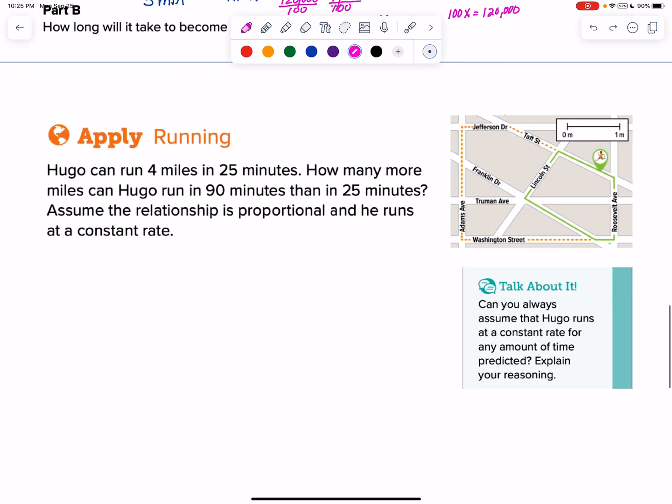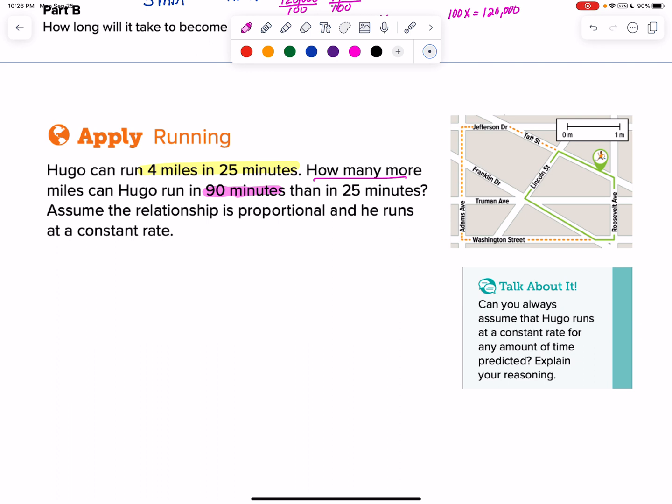It says Hugo can run 4 miles in 25 minutes. How many more miles can Hugo run in 90 minutes than in that original 25? So here's my original ratio, and then I want to change it. It's asking me, well, what about 90 minutes? And then it does say how many more, so they want to know the difference of those two things. So that's our apply part. It has an extra step there.